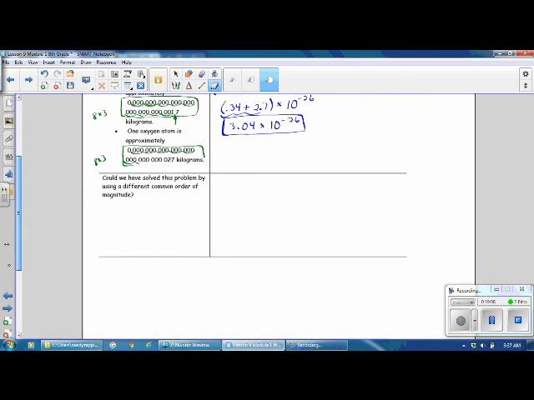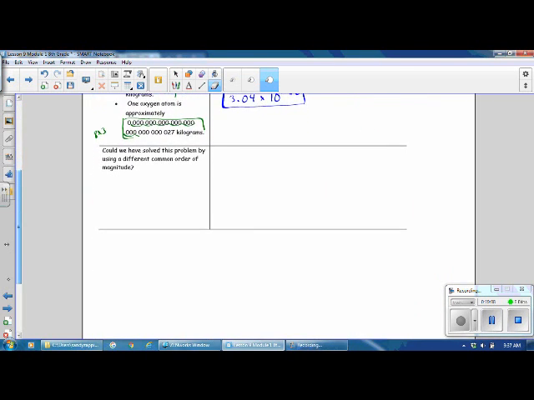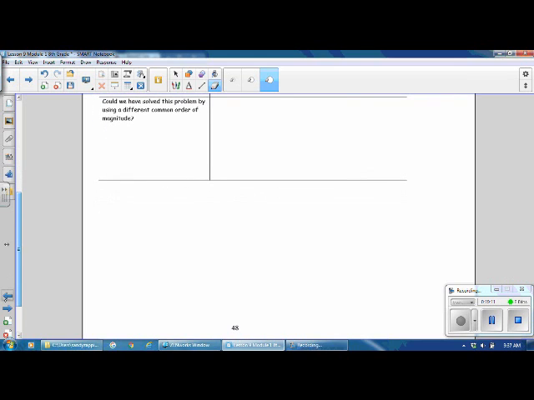In the next section, could we have solved this problem by using a different common order of magnitude? In other words, could we have used the common order of magnitude as negative 27 instead of negative 26? Let's try it. Our original problem is 3.4 times 10 to the negative 27 plus 2.7 times 10 to the negative 26. And again, the question is asking, could we use negative 27 instead of negative 26?